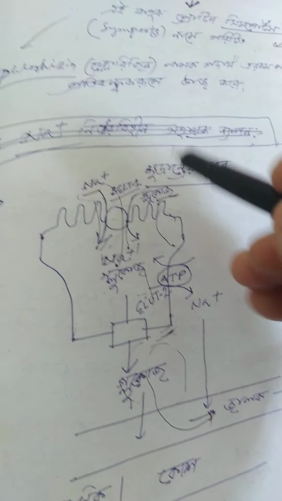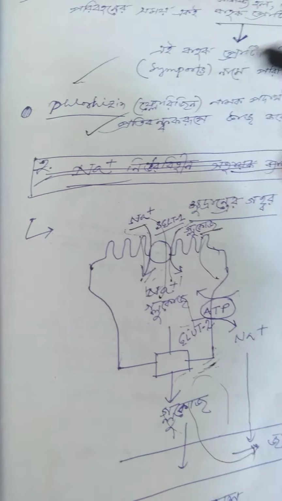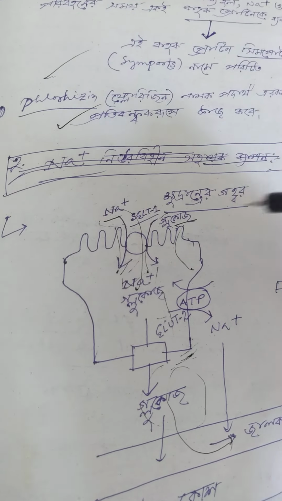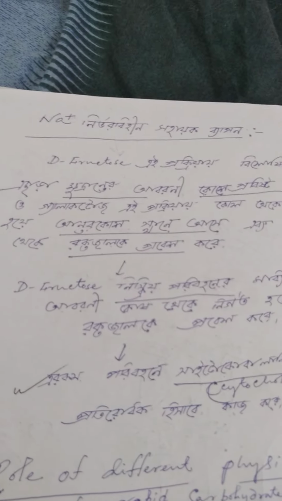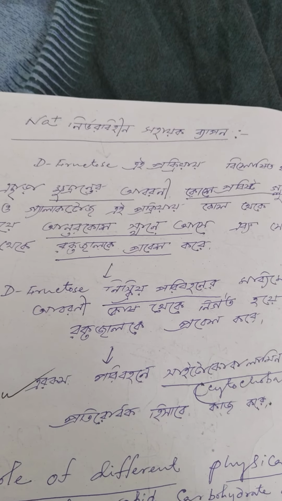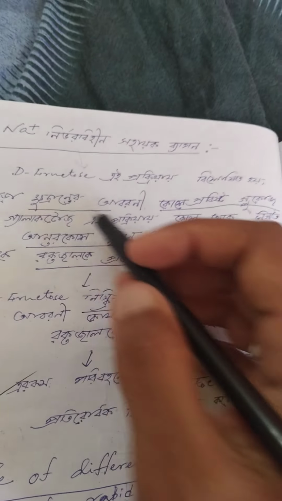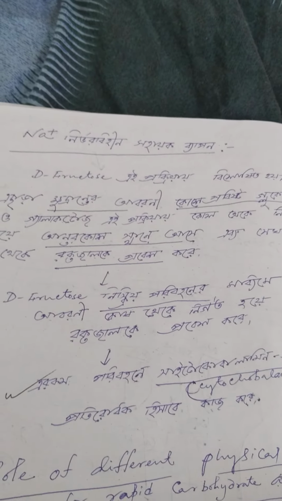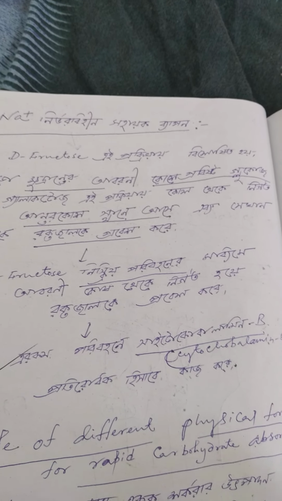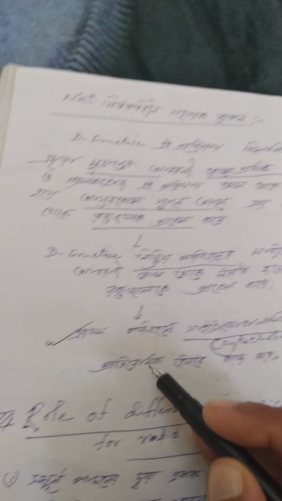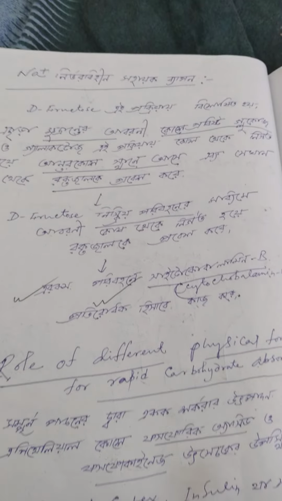And we know that if we use phlorizin, it inhibits that process. In the case of fructose, the absorption happens by a sodium-independent facilitated diffusion process. And here we can see cytochalasin B is the inhibitor of that process.